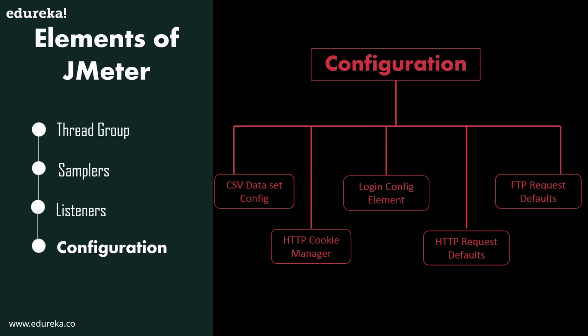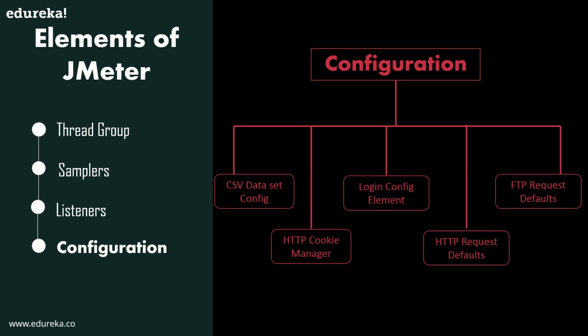Then we have the login config element. The login config element lets you add or override username and password settings in samplers. For example, if you want to simulate one user login to website facebook.com with user and password, you can use the login config element to add this user and password setting in a user request. So this was all about the different elements of JMeter.